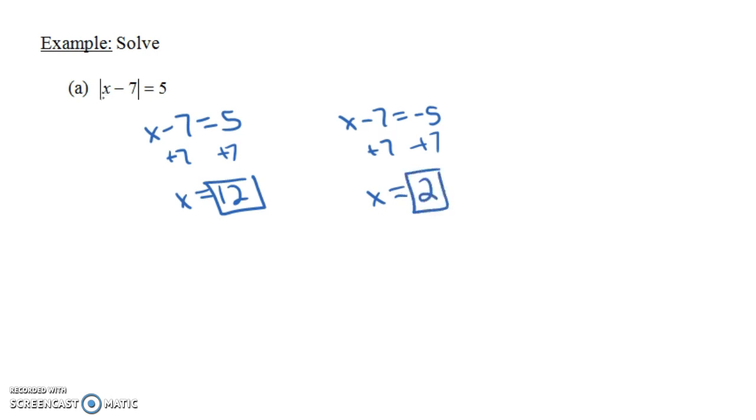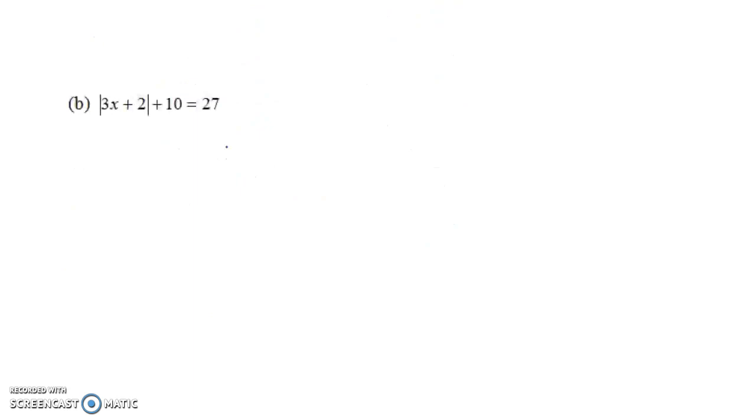So notice if you plug in 12 here, you get 12 minus 7 is 5, and the absolute value of 5 is 5, so that really is a solution. And then 2 is also a solution because if you plug in 2, you get 2 minus 7, that's negative 5. The absolute value of negative 5 is 5. By the way, notice our answers didn't end up being like 12 and negative 12 or 2 and negative 2. Our answers were 2 and 12. Okay, let's do another one.